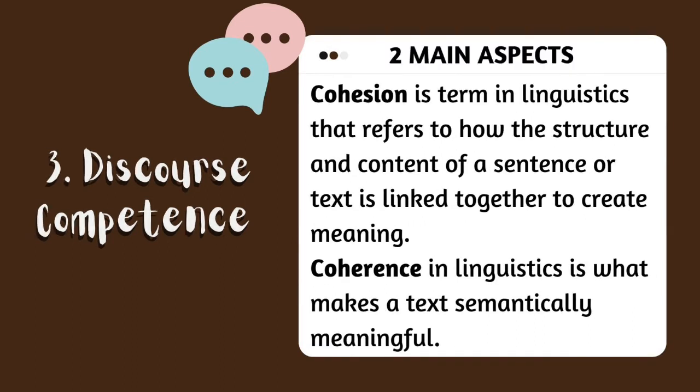There are two main aspects of discourse competence. The first one is cohesion. It is a term in linguistics that refers to how the structure and content of a sentence or text is linked together to create meaning. While coherence in linguistics is what makes a text semantically meaningful.